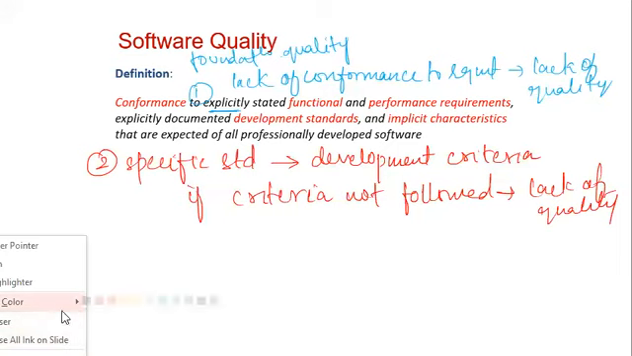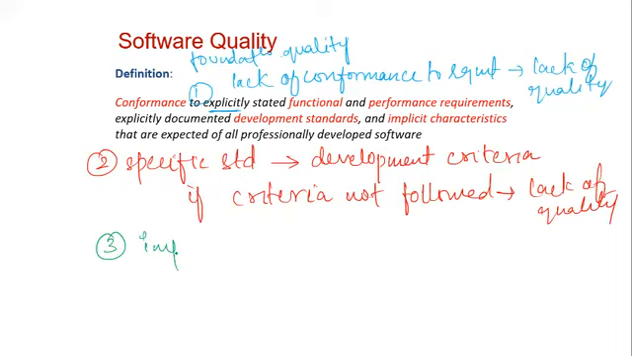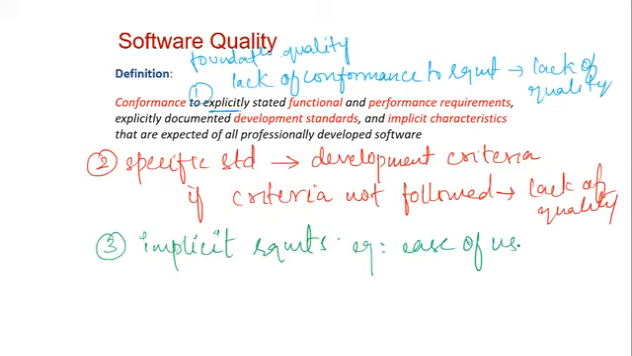Then coming on to the third important part, that is the implicit characteristics that are expected for all professionally developed software. So the third important part is your implicit requirements. Now, these implicit requirements are often not mentioned. A few examples of this can be ease of use. That is, the software that you're developing should be easy and flexible to use by different customers. So these are often not mentioned.